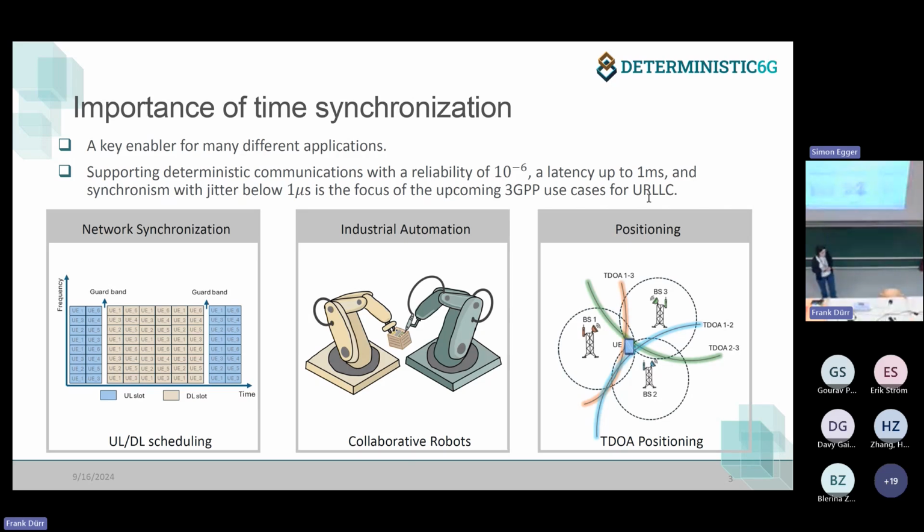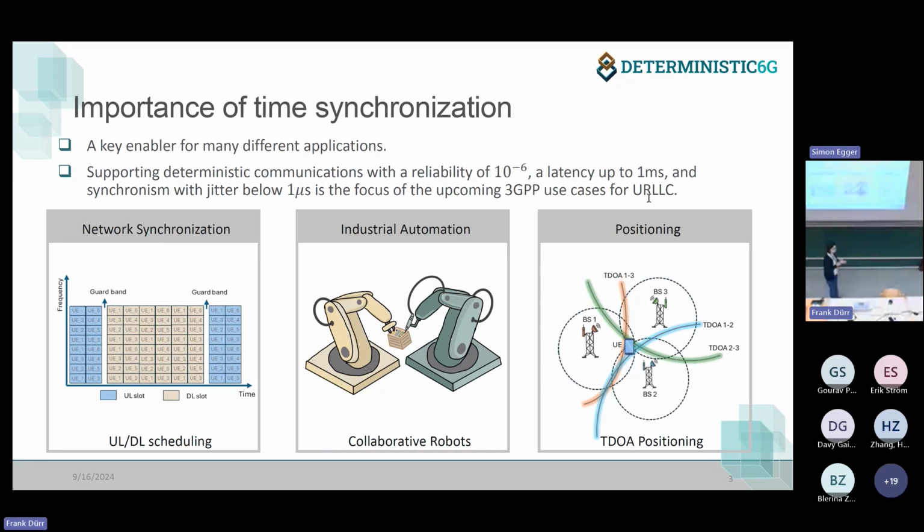So synchronization, be it time or frequency synchronization, is a key enabler for many different applications supporting deterministic communications, with reliability of 10 power minus 6, a latency of up to 1 millisecond, and synchronism with a jitter of 1 microsecond. This has been the focus of the upcoming 3GPP use cases for the URLLC, that is the ultra-reliable low latency communications. If we look at cellular networks, we have the requirement, or let's say the desire, for much faster scheduling. We want to have shorter and faster transmissions. We want to have preemption. All of these mechanisms require very tight synchronization between the UE, that is the user equipment, and the gNodeB. This synchronization could also be called the RAN synchronization.